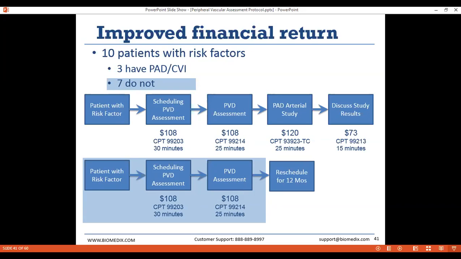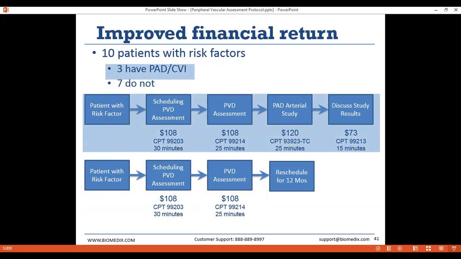So you're going to have 10 patients that come to the screening protocol. They're going to come in for something else. You're going to say, Mr. Smith, I noticed that because of your risk factors, you're likely to have PAD or CVI. We'd like you to come in for this vascular assessment. That'll help you elevate that E&M code. They'll come in for the vascular assessment. You'll bill for that E&M code, and then they'll come up negative. We're expecting that 7 of those patients are going to come up negative, at which point you'll reschedule them for the vascular assessment for 12 months.